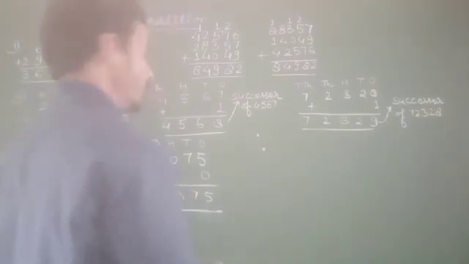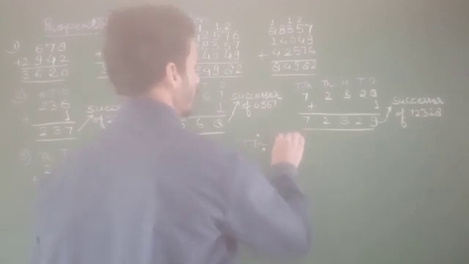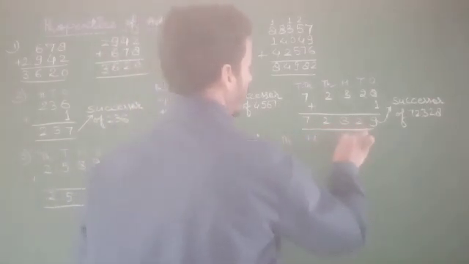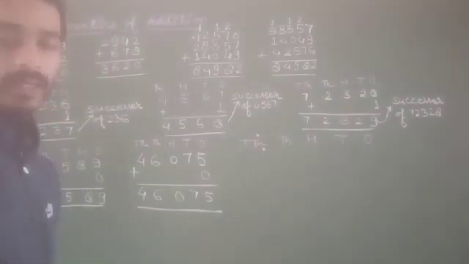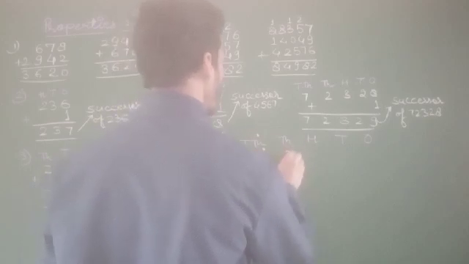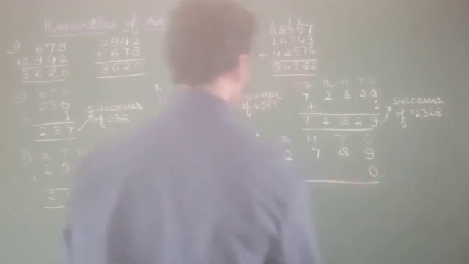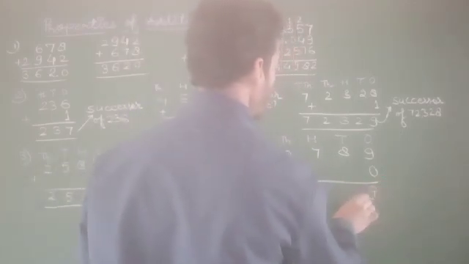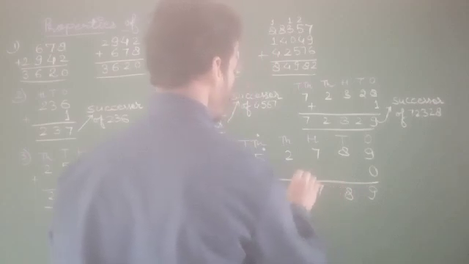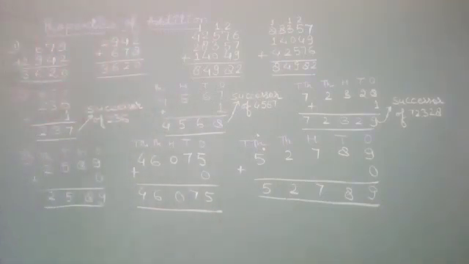Next example is ten thousands, thousands, hundreds, tens and ones. And the example is 52,789 plus 0. 9 plus 0 is 9, 8 plus 0 is 8, 7 plus 0 is 7, 2 plus 0 is 2 and 5. That is 52,789. So in the first example, you can see here that when 0 is added to a number, the sum is the number itself.